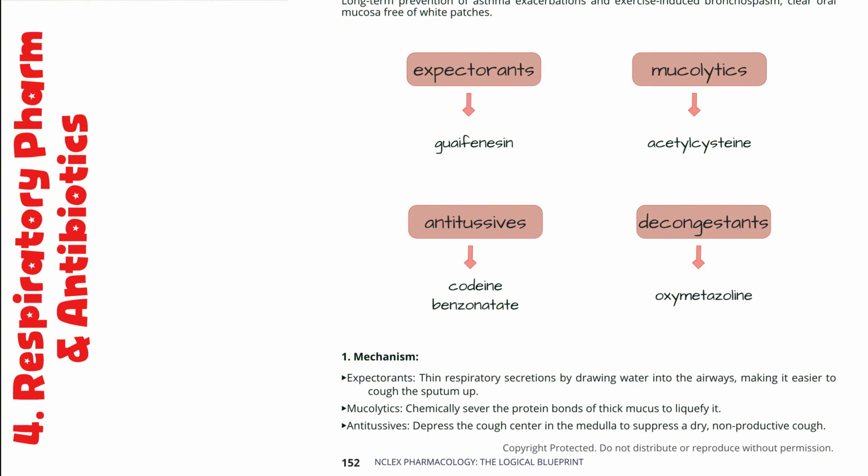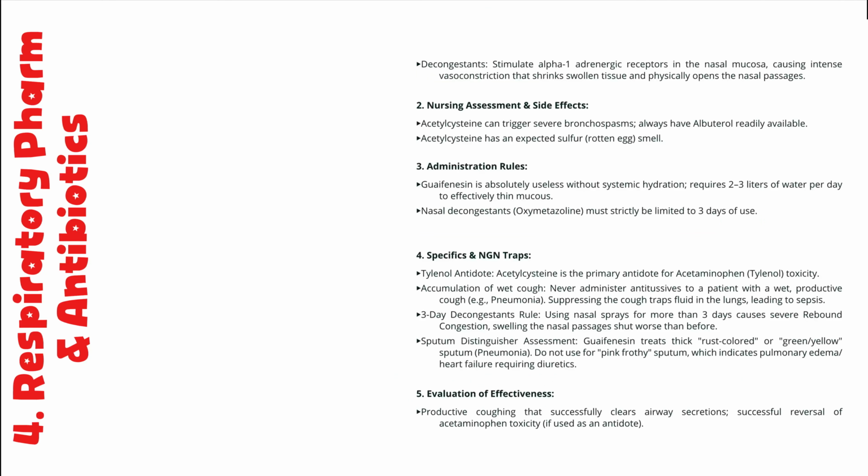And remember acetylcysteine's other job. It's the antidote for acetaminophen toxicity. Antitussives like codeine suppress the cough center. Never give one to a patient with a wet, productive cough, like pneumonia. Suppressing that cough traps fluid and bacteria in the lungs and can lead to sepsis. Decongestants like oxymetazoline constrict nasal vessels to open the passages, but they're strictly limited to 3 days of use. Go longer, and you get rebound congestion, where the nasal passages swell shut worse than before.